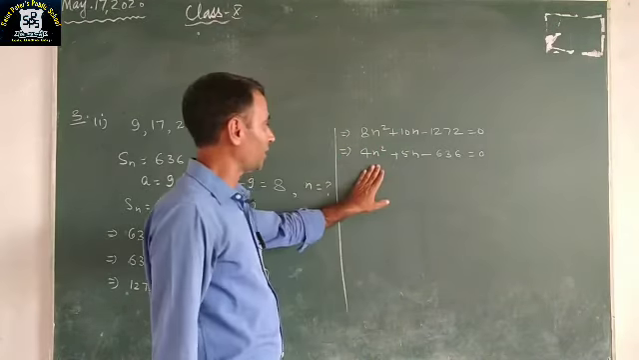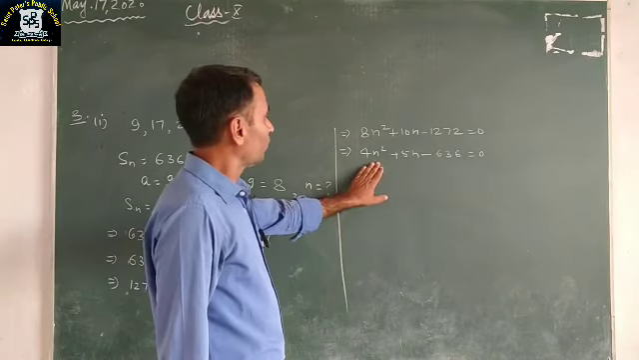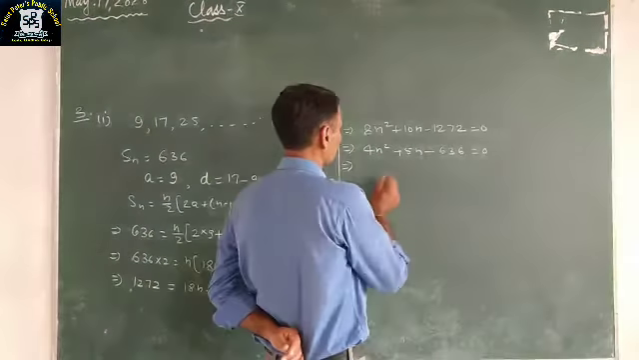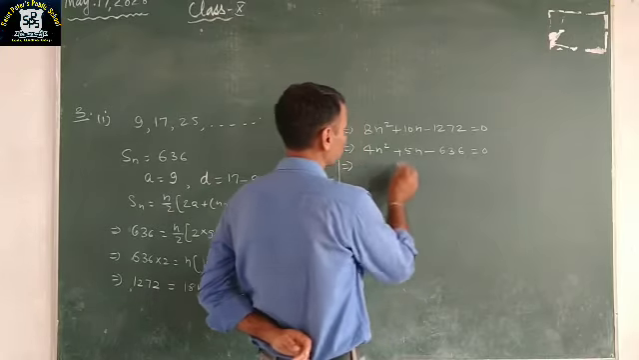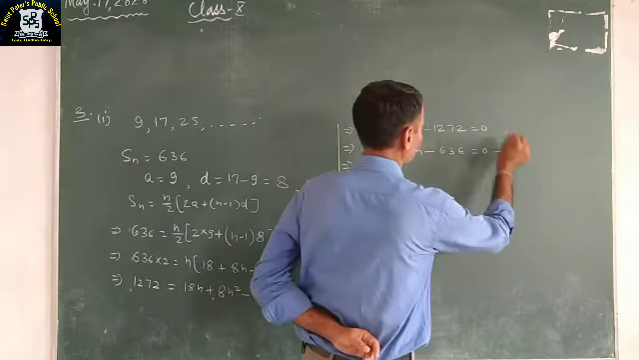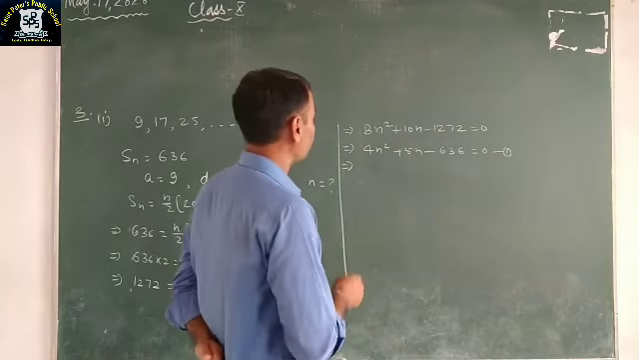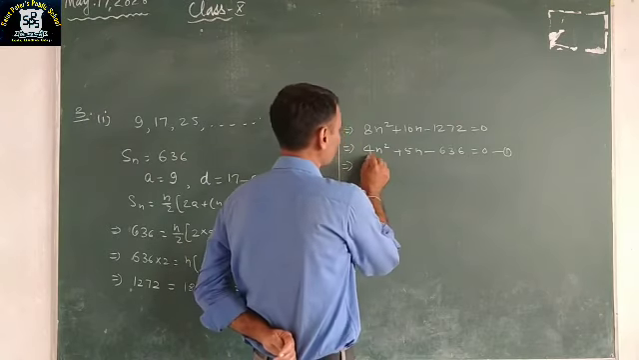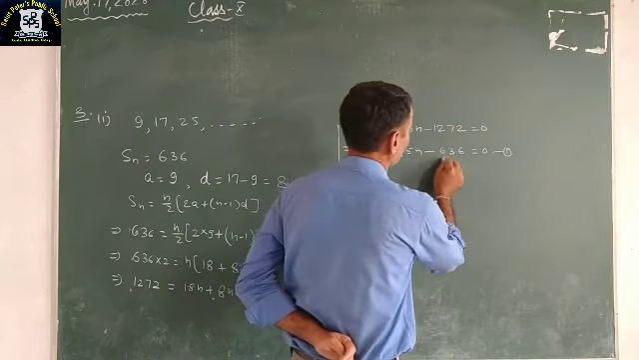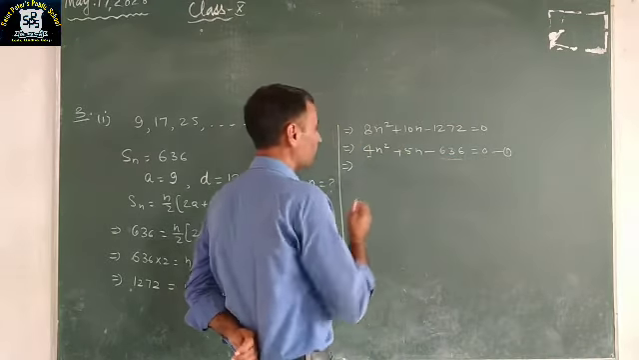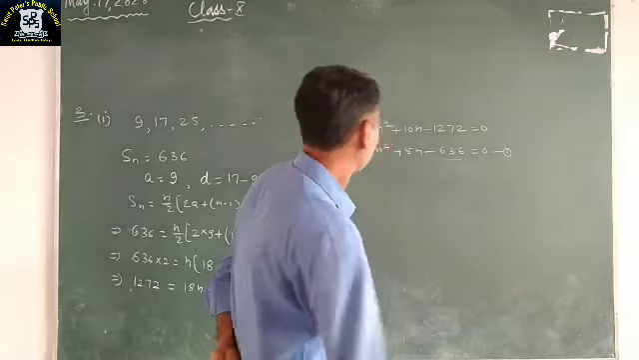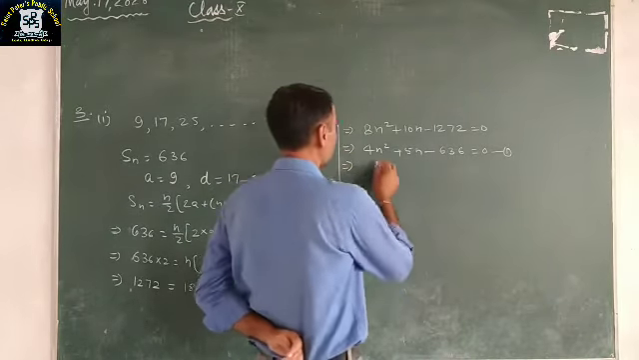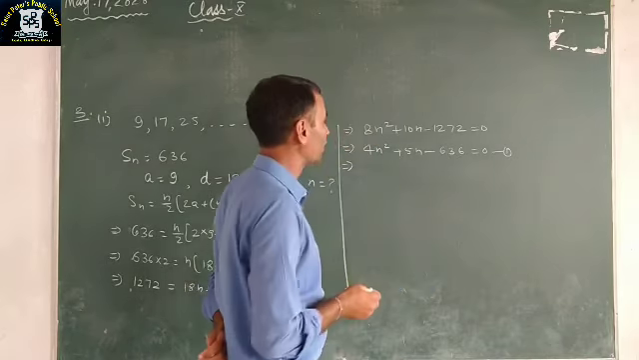Now to find the value of n, we have to solve this quadratic equation. To solve it, we should factorize the quadratic equation. To factorize it, we should multiply the coefficient of n square and the constant term. But it will take more time to solve this. So for this equation, Sridhar Acharya formula will be convenient for us.